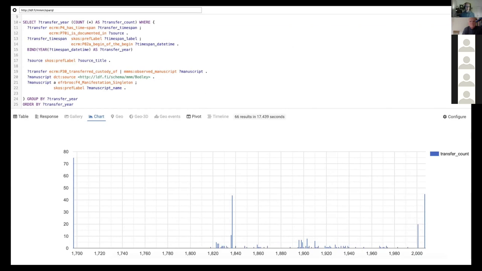So here we are visualizing the years of transactions of manuscripts in the Bodleian Libraries, which is a bit random thing to visualize, but just to show an example of what can be done. And as a part of this project, we are also having these SPARQL sessions where we analyze this data using exactly this tool and try to find interesting things in it.